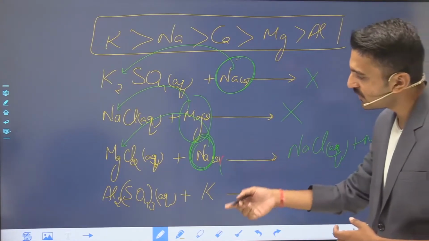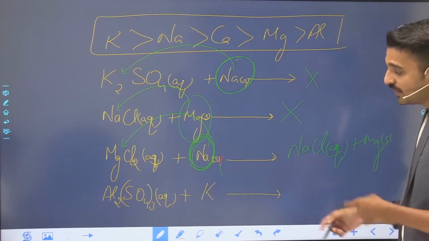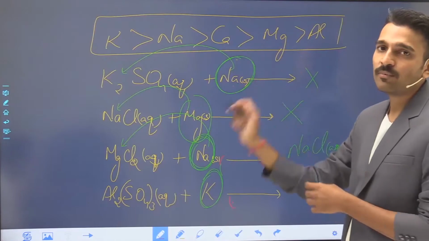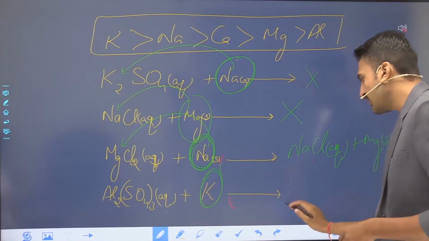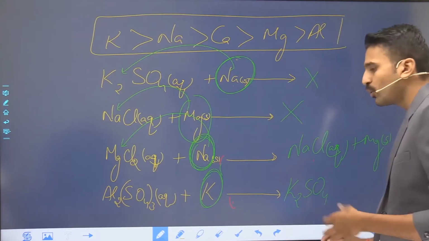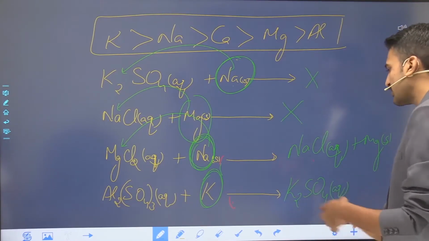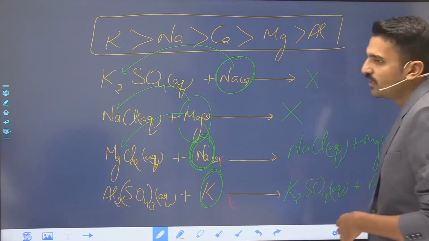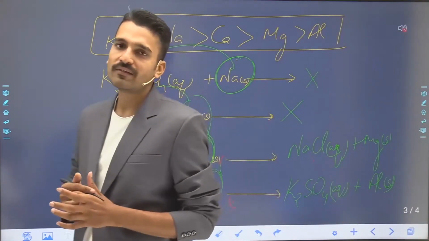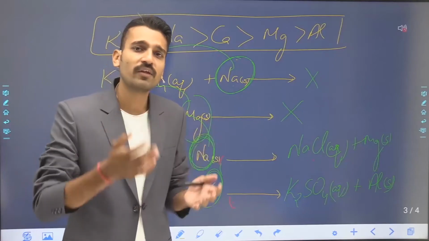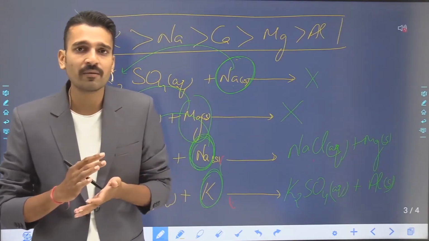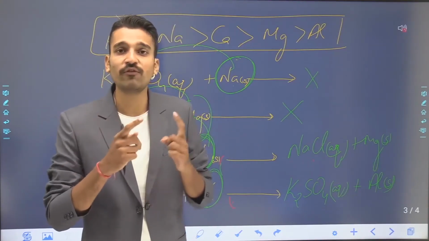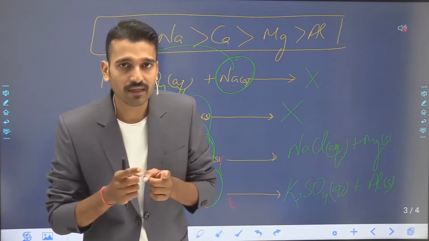Let's move to another reaction, aluminium sulfate reacting with potassium. Potassium is more reactive than aluminium, so it will displace aluminium from its salt solution, thereby forming K2SO4, which is potassium sulfate. So you will get the aqueous solution of potassium sulfate along with aluminium displaced in the solid form. These are some of the examples, and questions related to these come in competitive examinations. You can attempt those questions if you know the reactivity series of metals.